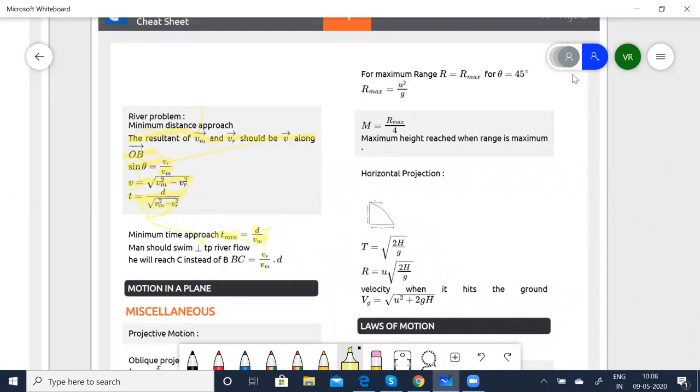And the man should swim perpendicular, so then it is going to be perpendicular to the river flow. Then he will reach C instead of BC. Then it is VR by VM times D. Okay, so this is how you do it.